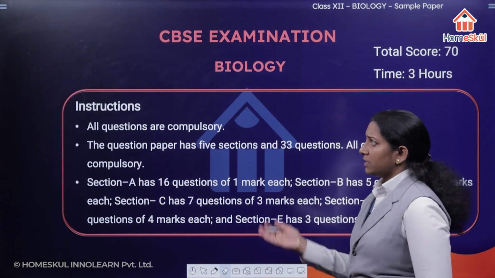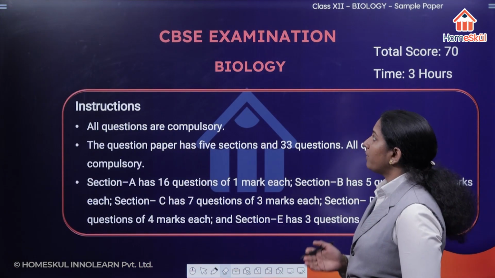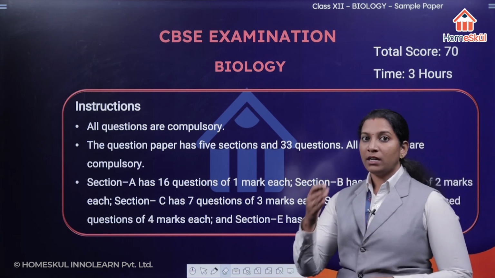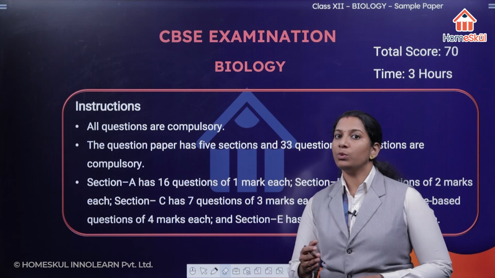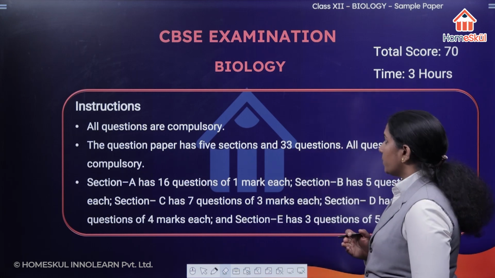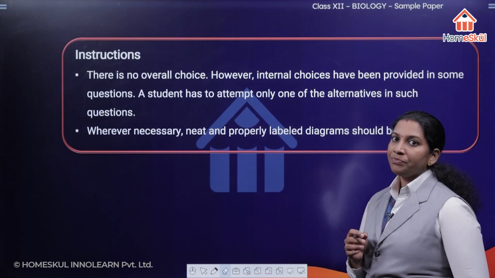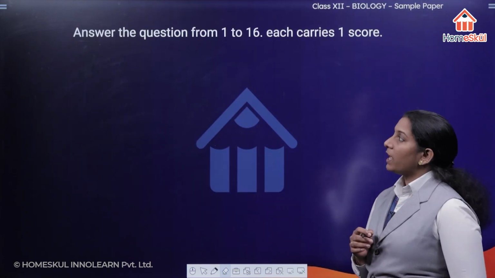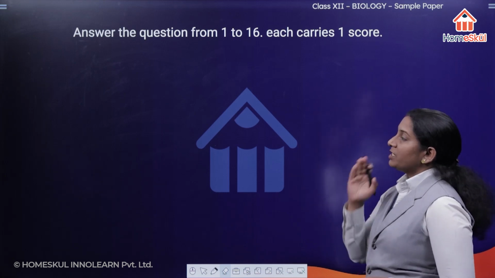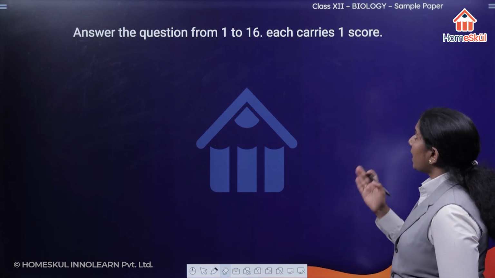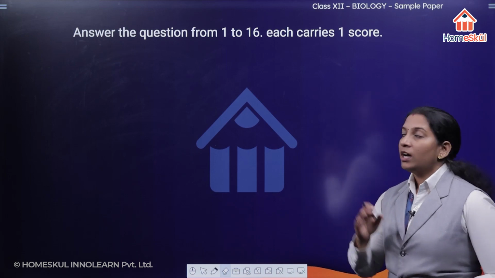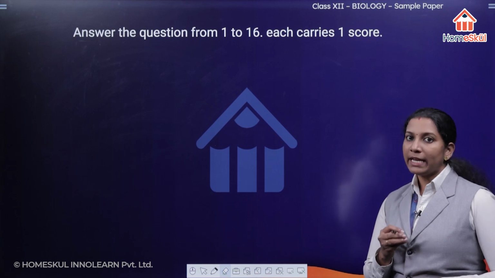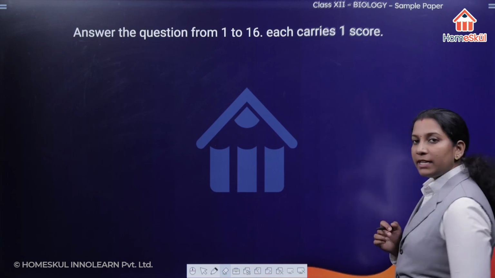You know that there will be certain instructions that you have to follow here. All questions are compulsory, and there will be 5 different sections, that is A to E. Each section will have certain OR questions, with individual options. First, answer the questions from question number 1 to 16, each carrying 1 mark. So, the first section will have questions carrying 1 mark each. Okay, so let's see the questions.